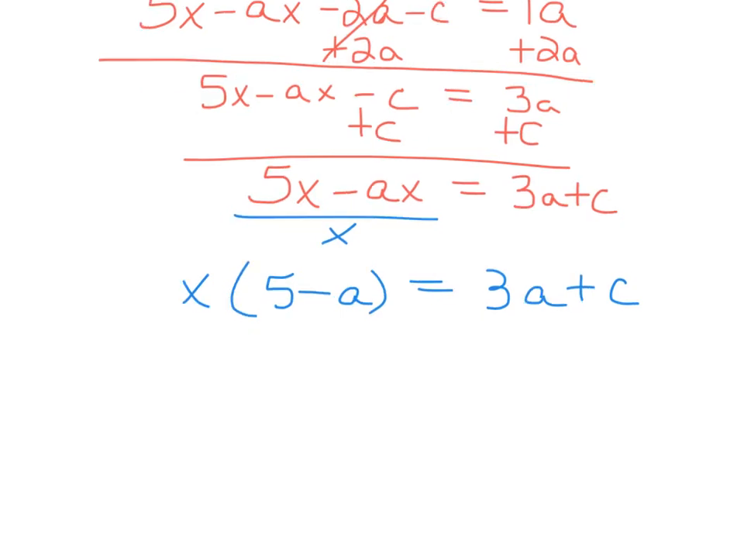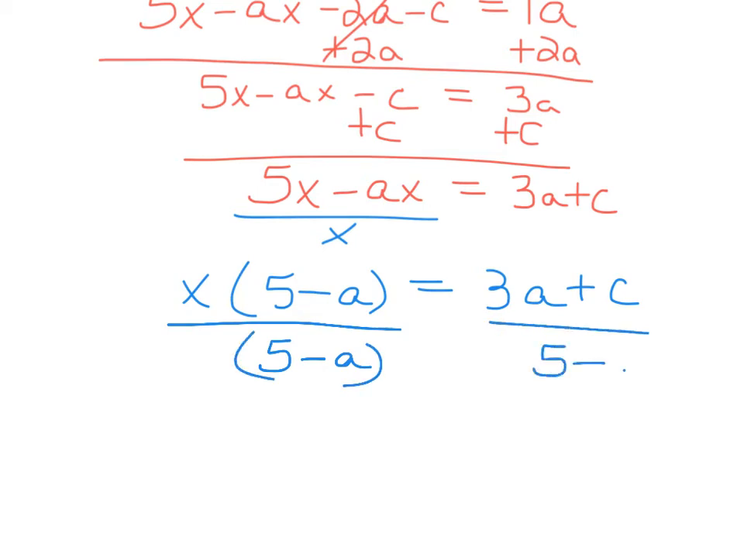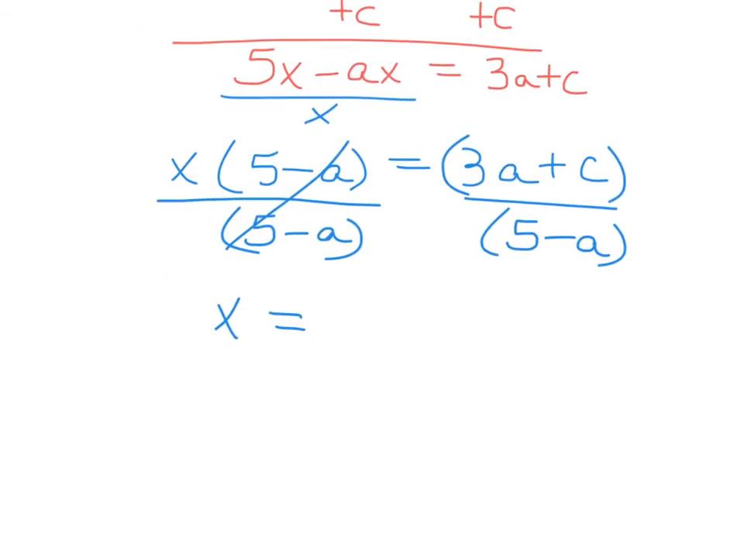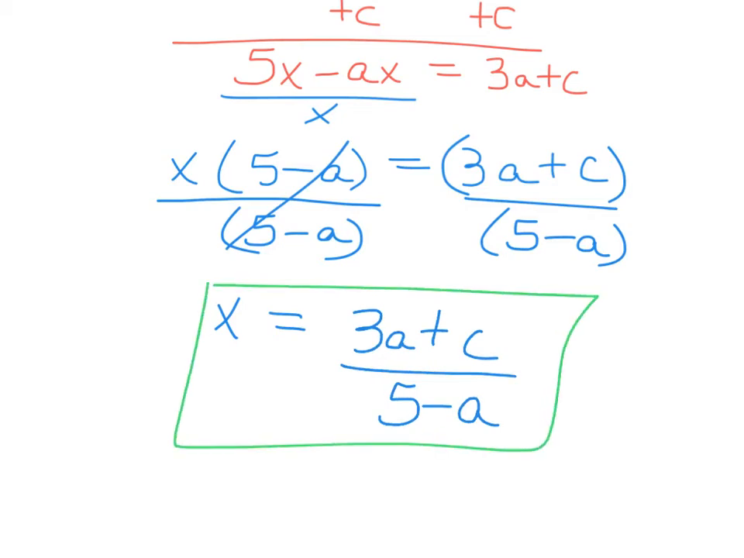Now I can solve for x by dividing both sides by 5 minus a. It'll cancel. And now I'm left with 3a plus c over 5 minus a. And I'm done. I can't cancel anything because those are all attached to each other.